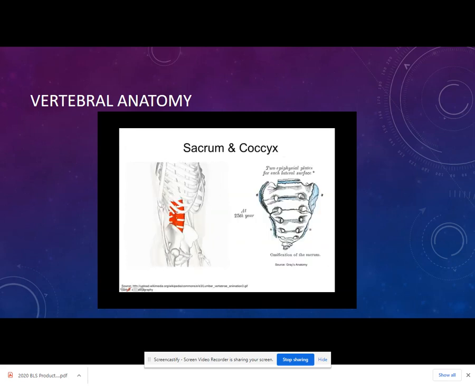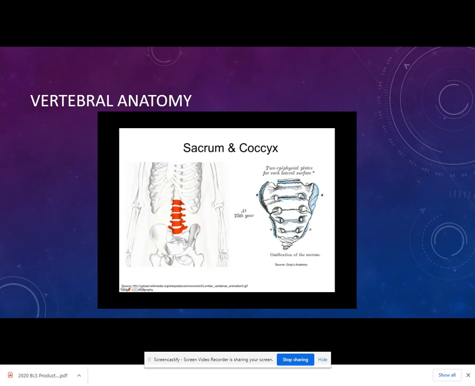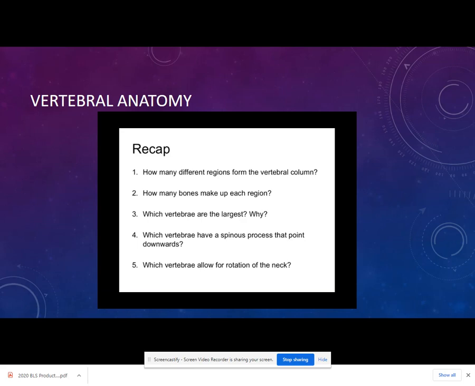Lastly, we have the sacrum and the coccyx, which are 2 composite bones. The sacrum consists of 5 fused vertebrae, which you can see here where they would actually fuse together. It articulates with L5, the last lumbar vertebra, as well as both of our coxal bones, or hip bones, on the side. Distally, the sacrum articulates with the coccyx, or the remnant of our embryonic tail, which typically consists of 4 fused vertebrae.